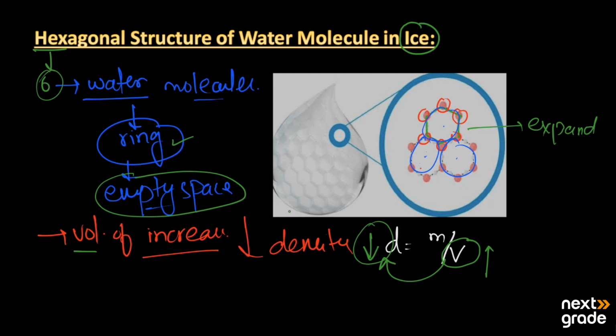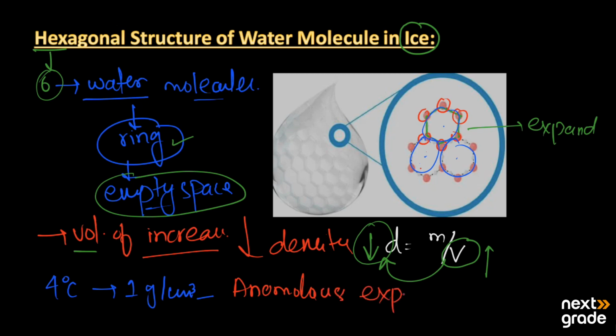Therefore, the water has the maximum density at 4 degrees Celsius, which is 1 gram per centimeter cube. And this unique property of the water we call the anomalous expansion of water.